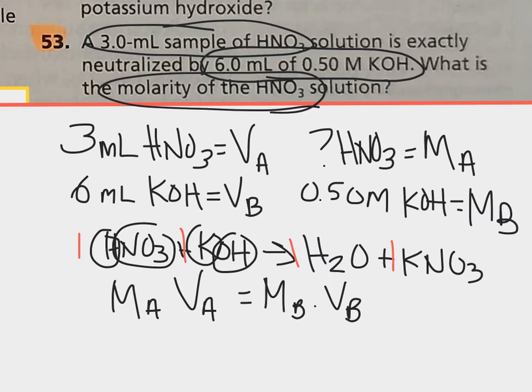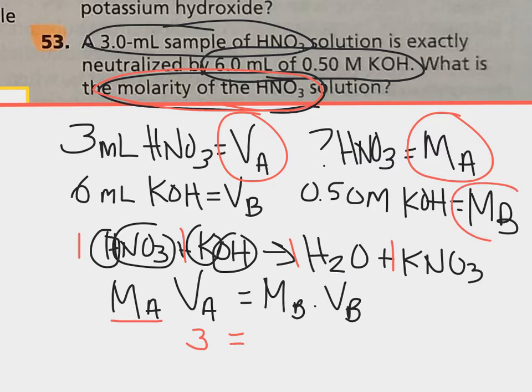So what am I searching for? I'm looking for the molarity of nitric acid, which is Ma. So remember, that's what I'm solving for. So I must have all the other pieces of information. So let me search that out. The volume A is 3 milliliters. The molarity of B is going to be 0.5. And the volume of B is going to be 6. All right, so the only thing I'm solving for here is Ma.